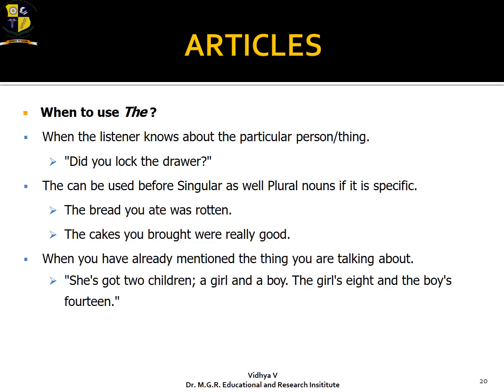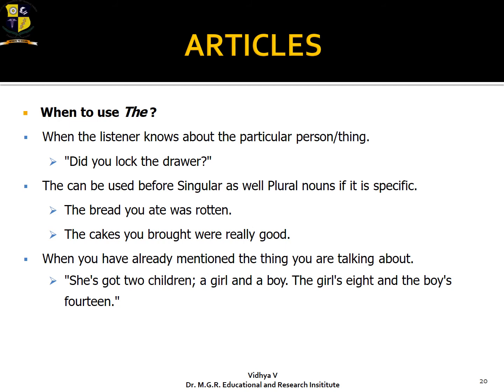When do we use the? When the listener knows about the particular person or thing. Example, did you lock the drawer? The can be used before singular as well as plural nouns if it is specific. Example, the bread you ate was rotten. The cakes you brought were really good.